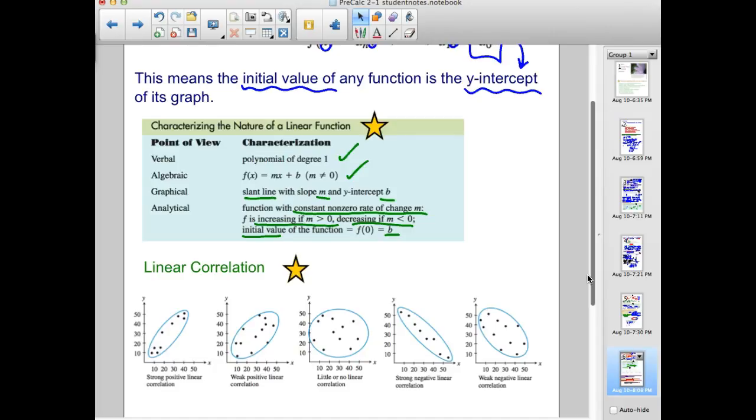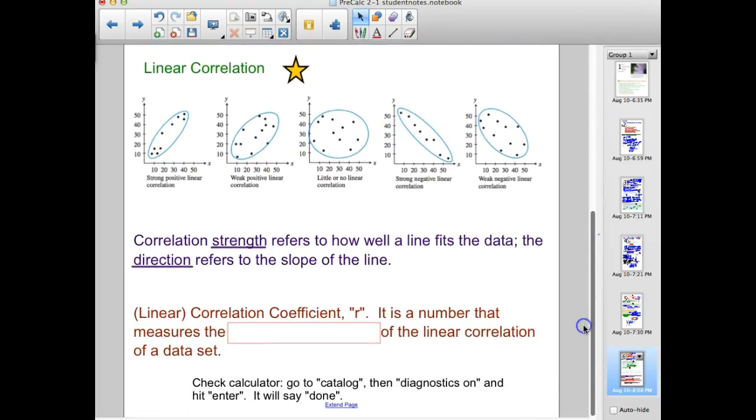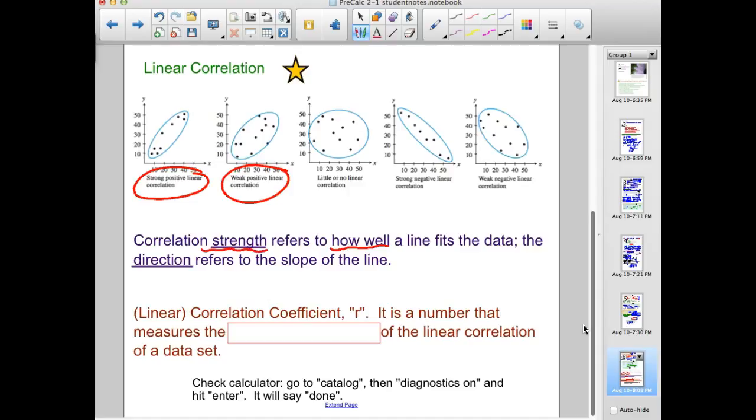All right. The last piece, we're going to try to calculate a linear regression line. And we're going to use that to figure out the correlation, how strong, how weak it is. We've given you some pictures. This one is referred to as a strong positive linear correlation. This one is a weak positive. When we talk about strong and weak, we are referring to how well the line fits the data. How close do those points line up?